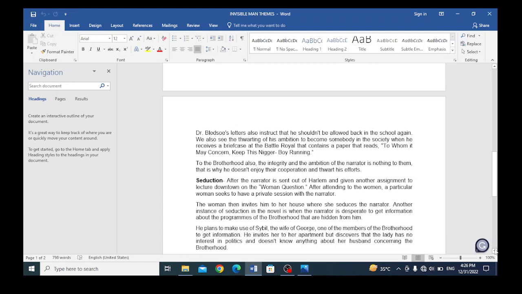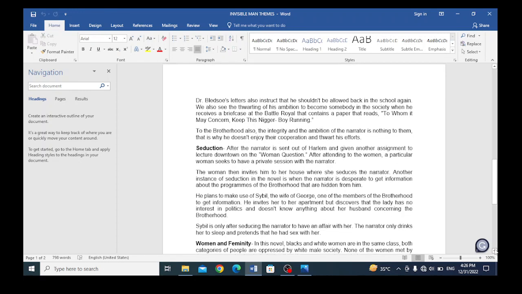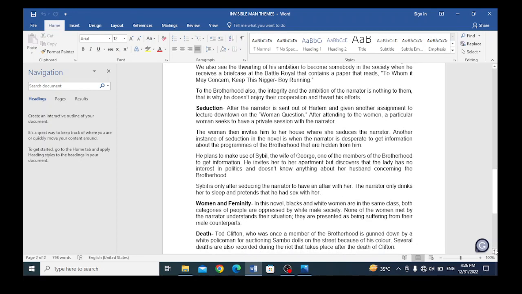We also see the thwarting of his ambition to become somebody in the society when he receives a briefcase at the Battle Royal that contains a paper that reads, quote, to whom it may concern, keep this nigger boy running, unquote. To the Brotherhood also, the integrity and the ambition of the narrator is nothing to them. That is why he doesn't enjoy their cooperation towards his efforts.